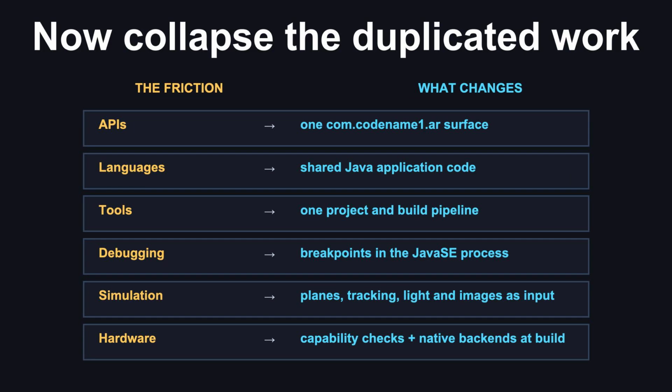This is where the Codename One augmented reality API changes the shape of the work. One Java API fronts the native iOS and Android backends, while the Java SE simulator keeps the same application logic inside a desktop debug loop.